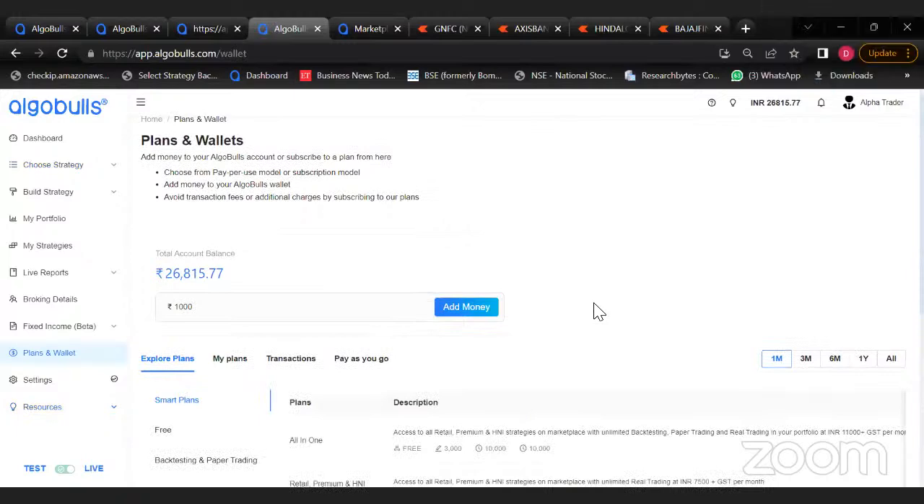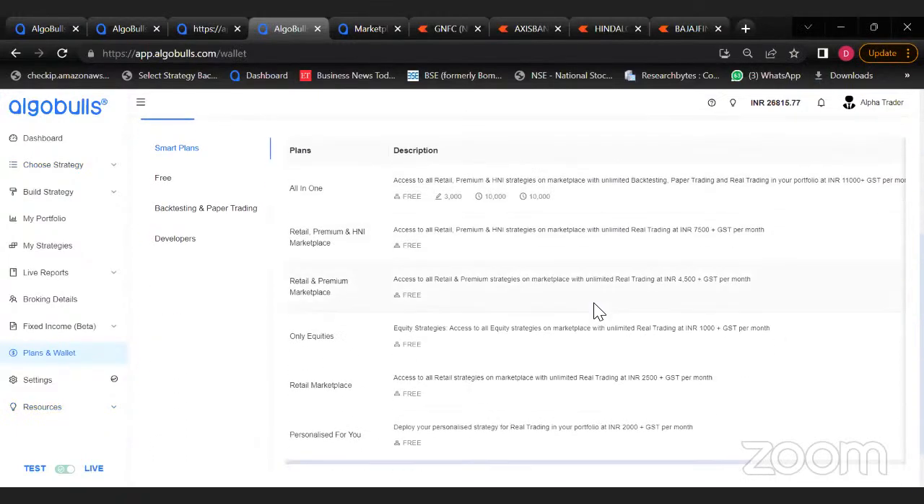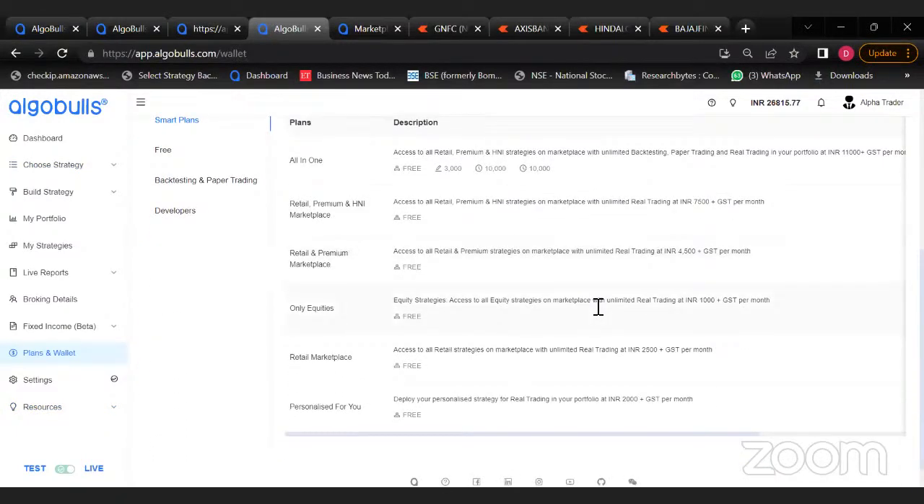Okay, so we offer multiple plans starting with 1,000 rupees for the equity segment, and the plan goes to 11,000 as well. It depends what the user wants. They can go to plans and wallet and explore the plans. We have a couple of free plans for back testing and paper trading, which they can avail and then see how user friendly the system is. And if they want to build their own strategy, we have a developer option, they can use that as well. So starting from 1,000 rupees, you can avail any plan.